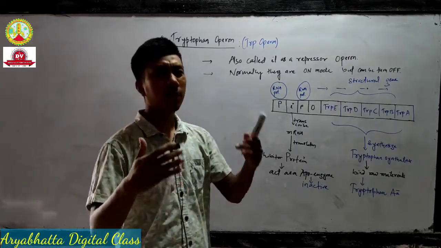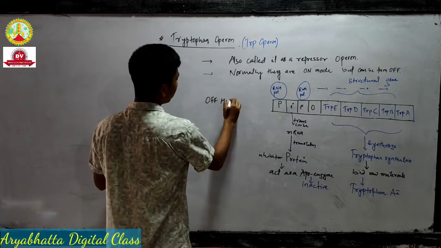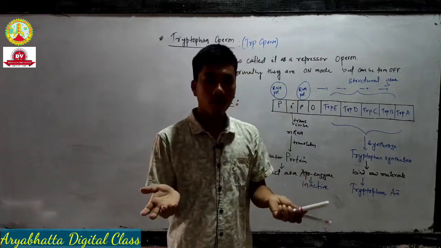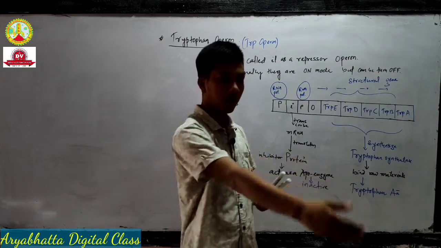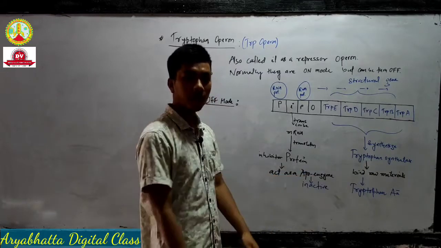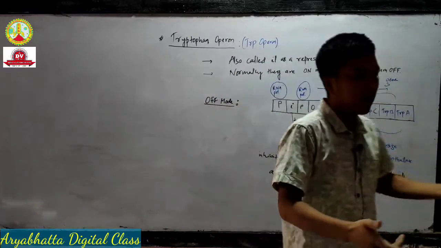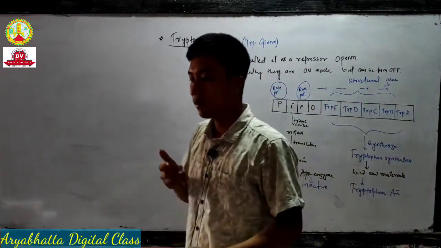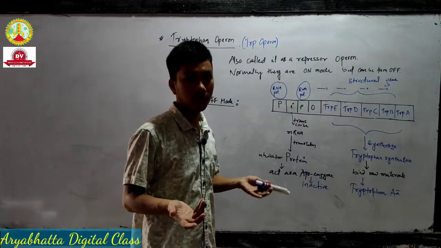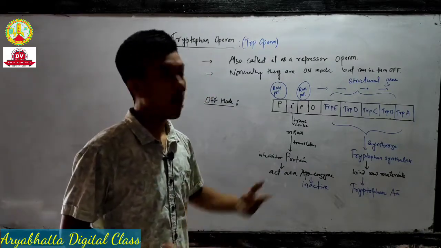It's very easy, you know, very easy. Very easy and very interesting. But when you open your book suddenly and try to see the things, tryptophan operon, lac operon, mind blast ho jayega. But if you try to make it easy, if you try to see the things in the easiest way, simplest way, it becomes easy for us to understand. How we make things easy by drawing diagram.